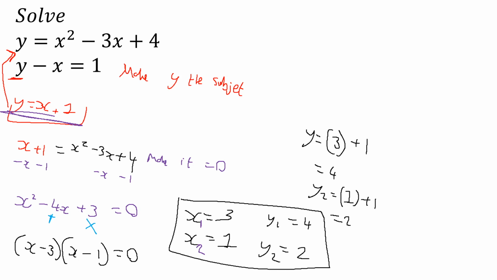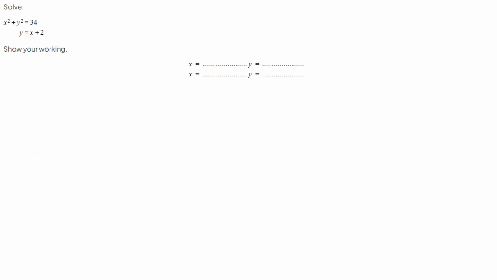And those are our solutions. But what about if we have both x squared and y squared, and it's equal to 34? How do we do something like this? Well, first we make either x or y the subject. In this case, they give us y is equal to x plus 2.